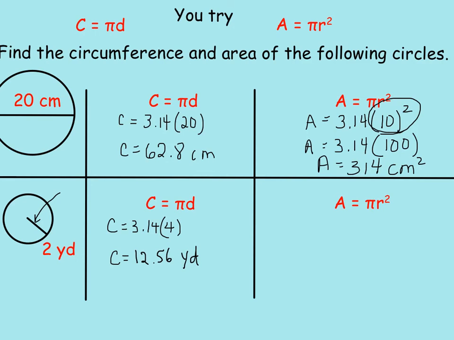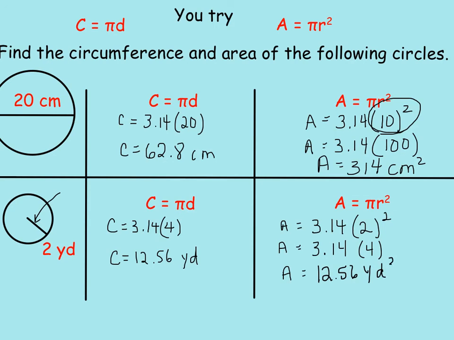yards. And lastly, the area. The area is going to equal 3.14 times the radius squared. Now this time we do want to use 2 for our radius, and that's going to be to the second power. That gives us 3.14 times 4. Therefore, our area is 12.56, and the units are going to be yards to the second power.